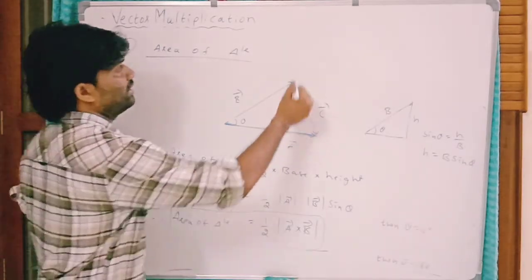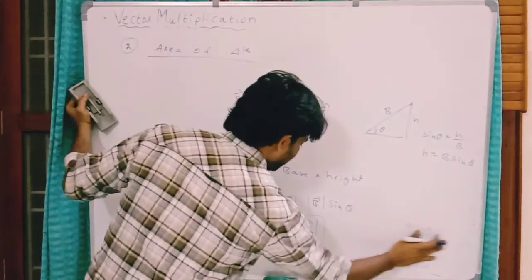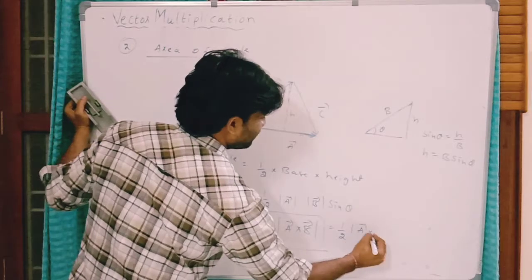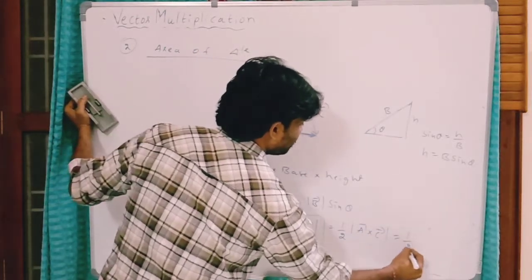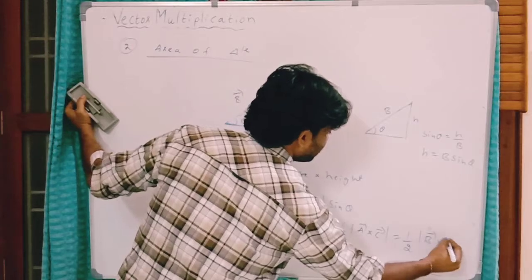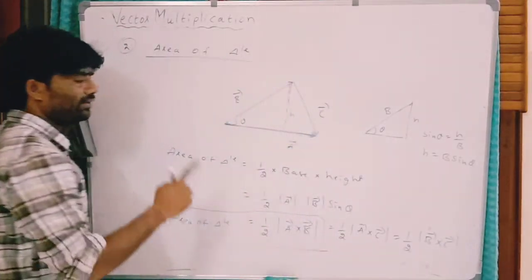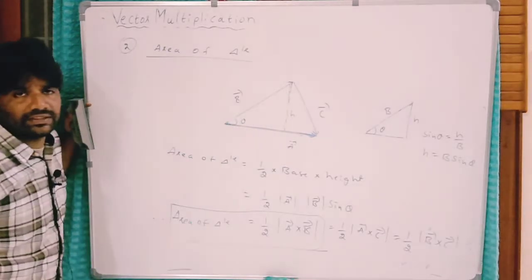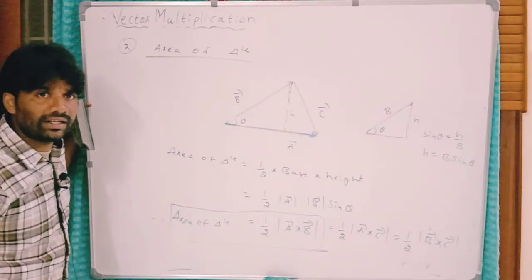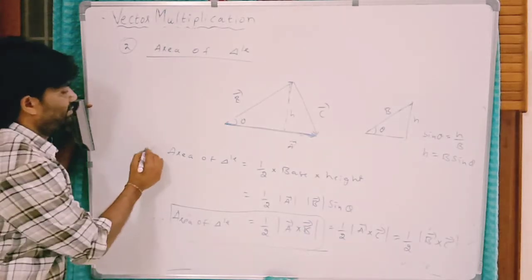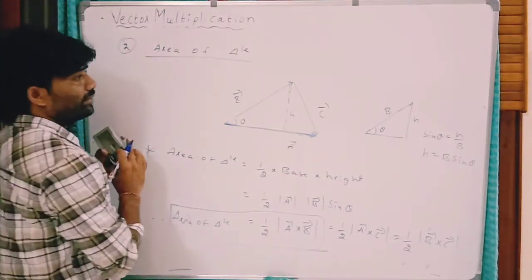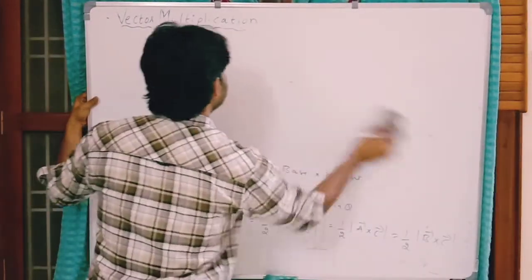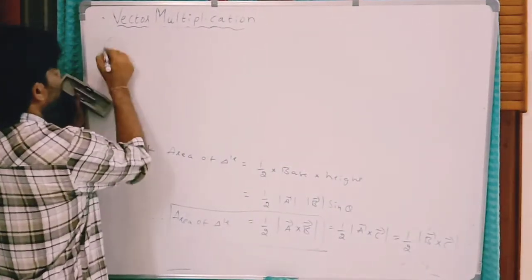Not only this, you can write this area is equal to half A cross C, or half B cross C, also the same. The half of the magnitude of the cross product of any two sides of a triangle gives its area. Remember this. And now, the determination of area of a parallelogram by cross product.